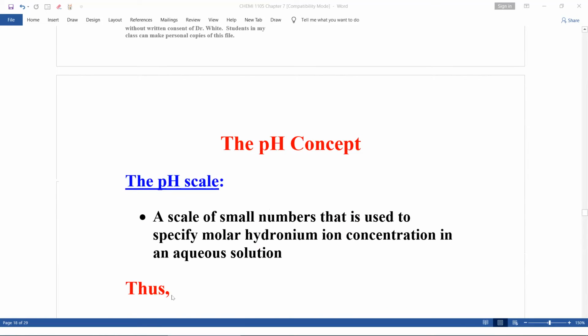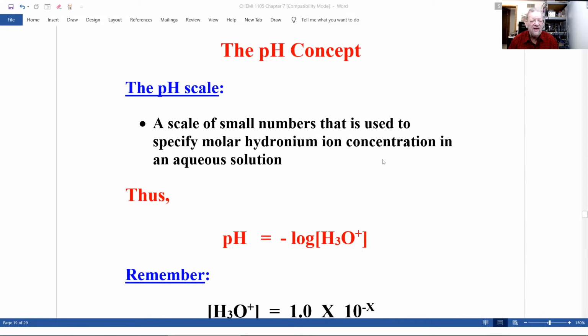Now, dealing with hydroxide and hydronium ion concentration is quite difficult, or not easy. That's a better way of putting it. And someone came up with the pH concept. There's a pH scale and small numbers used to specify the hydronium ion concentration. And this is important in an aqueous solution. And as I went through yesterday, but let's go through it again: pH equals minus the log of the hydronium ion concentration.